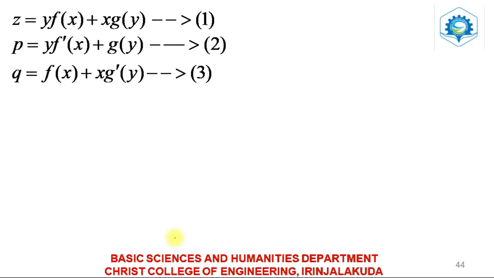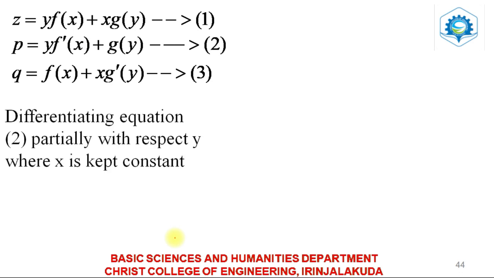Note that we are actually going to eliminate f and g. But now we have f here, g here, f dash here, g dash here. So it is not possible to eliminate all these four functions using these three equations. We need another equation. So let us find another equation which contains f dash and g dash.